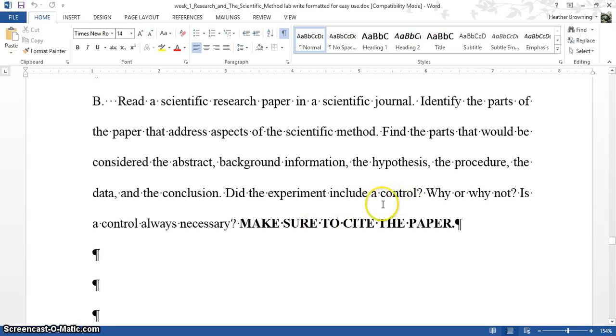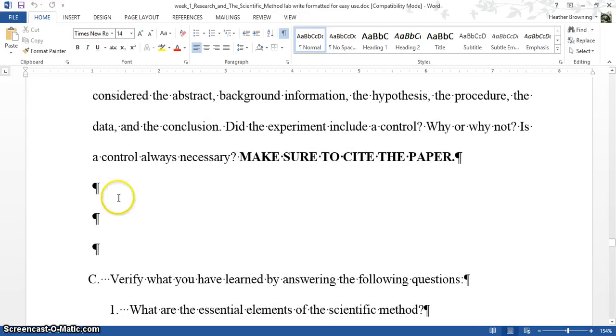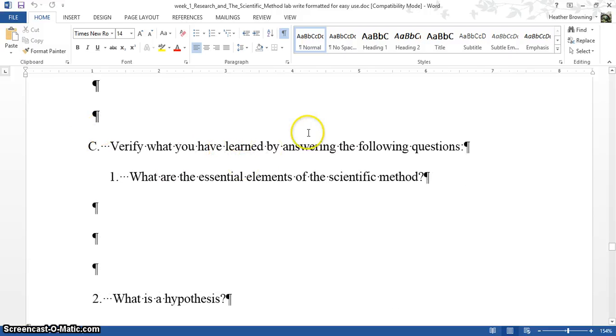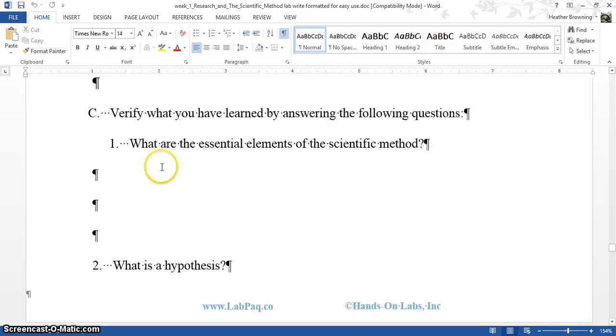Did this experiment include a control? Why or why not was a control necessary? So this is one where you definitely want to cite your paper, right? You're talking all about this. You need to cite the paper so I know what you're talking about. An APA citation.